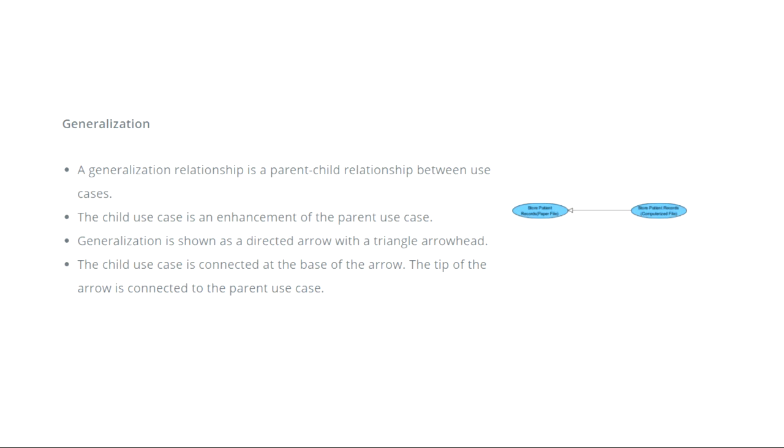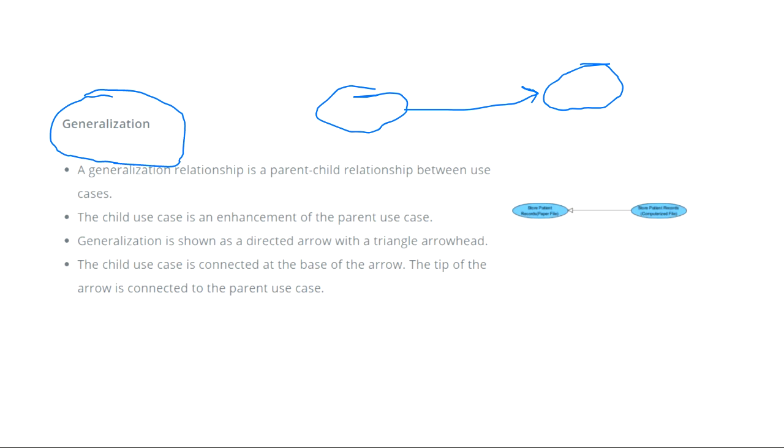Okay. So the next is the generalization. This is represented with the arrow. Suppose this is one use case, this is another use case. So this will be represented with the arrow. Simply put in one line, generalization is nothing but inheritance. If you are generalizing this child class to this parent class, I gave you the example of waiter and employee. Every waiter is a child class of employee.